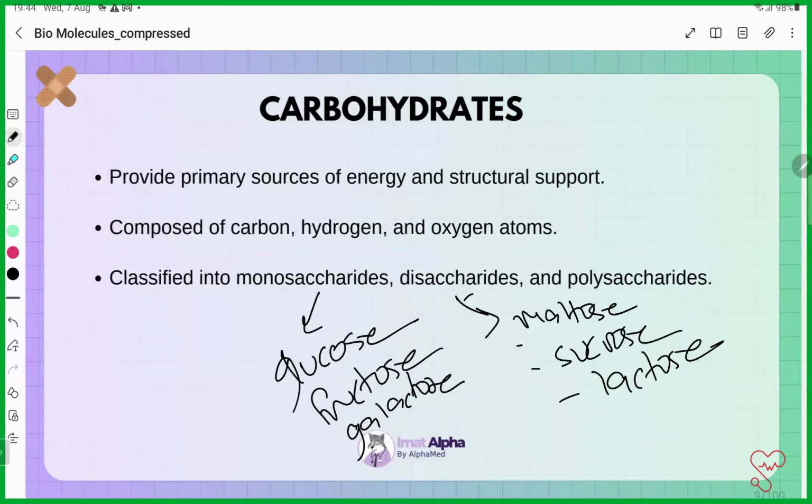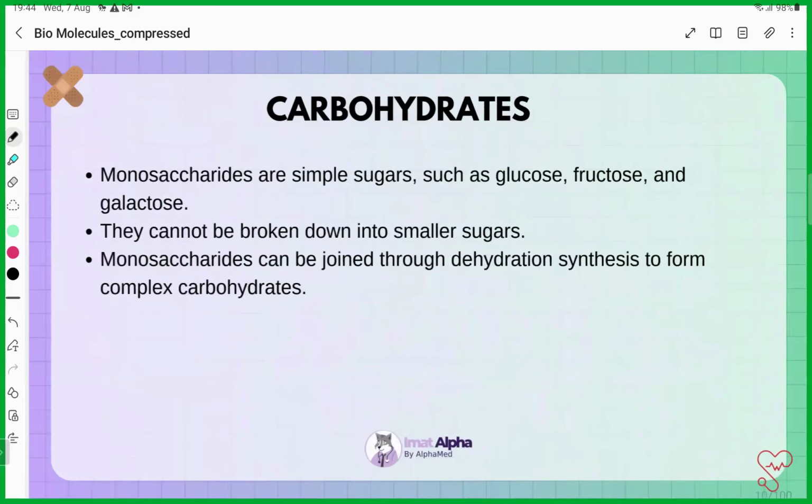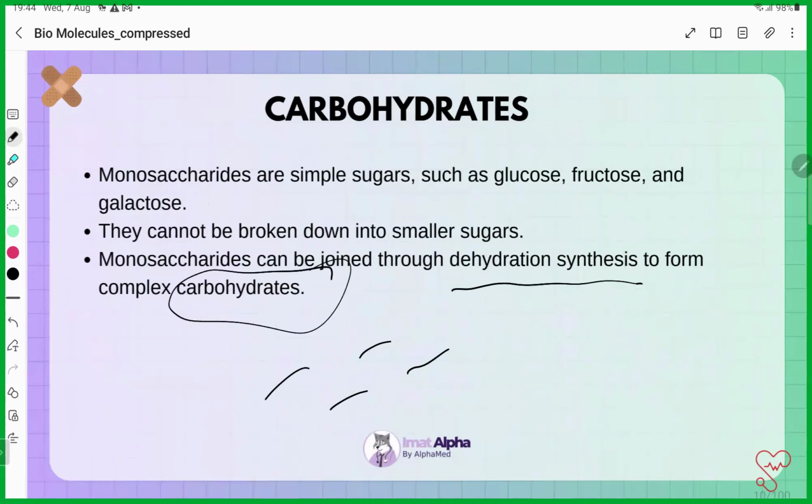They cannot be broken into smaller sugars because they're already broken down. They are already monosaccharides, and they can be joined through dehydration reaction to form complex carbohydrates. So when we join one by one, we end up with a complex carbohydrate or a bigger one.